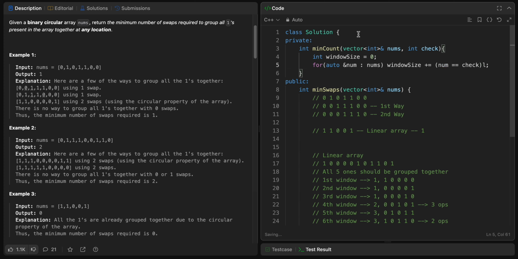So what I'm doing here is finding the window size, where window size is the total number of checker numbers that are present within the nums. Like here, our window size is 3. Here, our window size is 5. So to find the window size, I'm checking if my number is equal to checker. If that is the case, then my window size will be increased by 1.